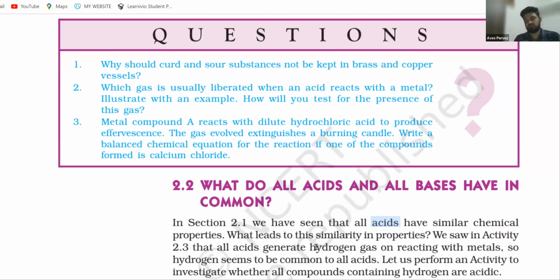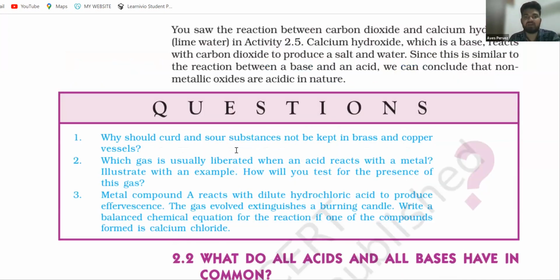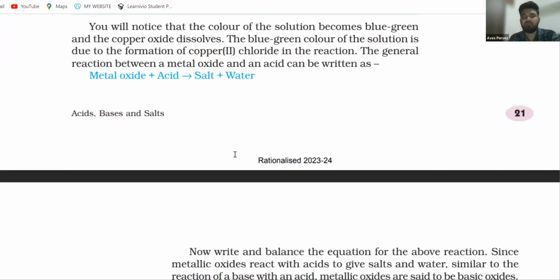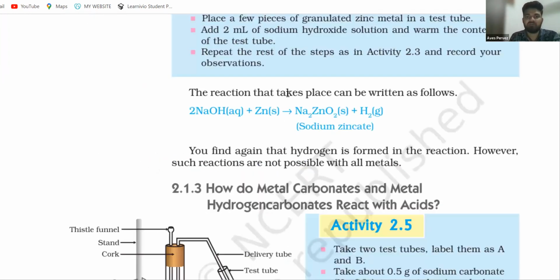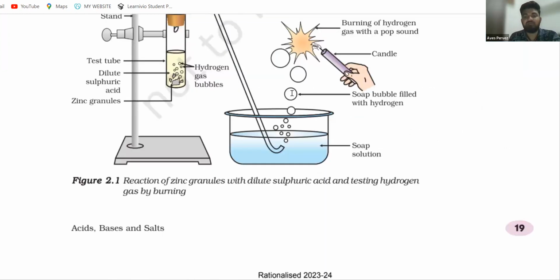With a candle. Yes, when this gas is passed through a soap solution, the bubbles that come are not filled with air, they are filled with hydrogen. When these hydrogen bubbles come into contact with the burning candle, they produce a pop sound. So the keyword for the test of hydrogen is pop sound. Underline the pop sound and you will get full marks.